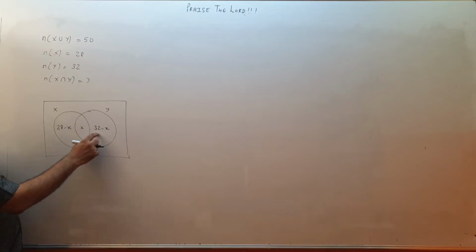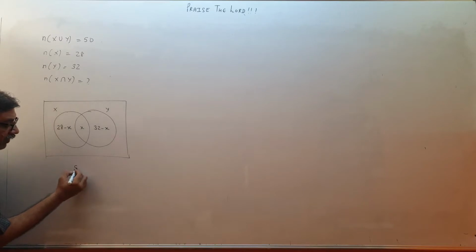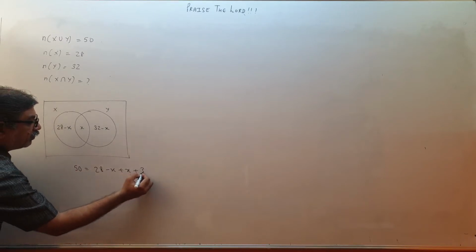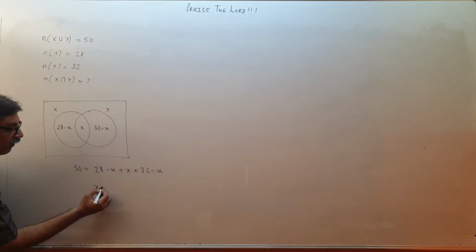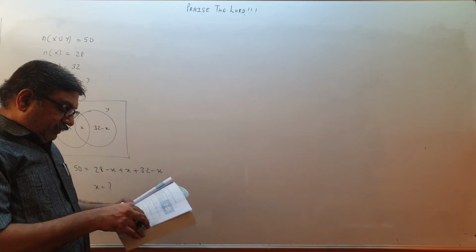And this plus this plus this is the full X union Y, and that is given to us as 50. Total elements are 50, it is told to us. So I write 50 is equal to 28 minus x plus 32 minus x plus x. From here I get x. So easy. Okay, then.